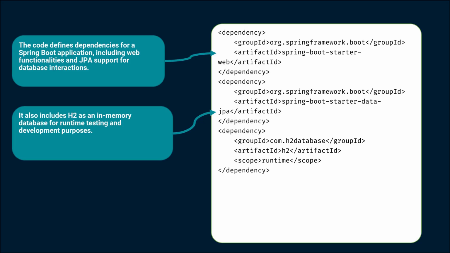This is really handy because it lets us store data temporarily while we're developing our application, making it super convenient to test our API's functionality without needing an external database setup. Each of these dependencies plays a critical role, ensuring our application is well equipped to handle web requests and effectively manipulate data. So this configuration sets a solid foundation for building our RESTful API using Spring Boot.